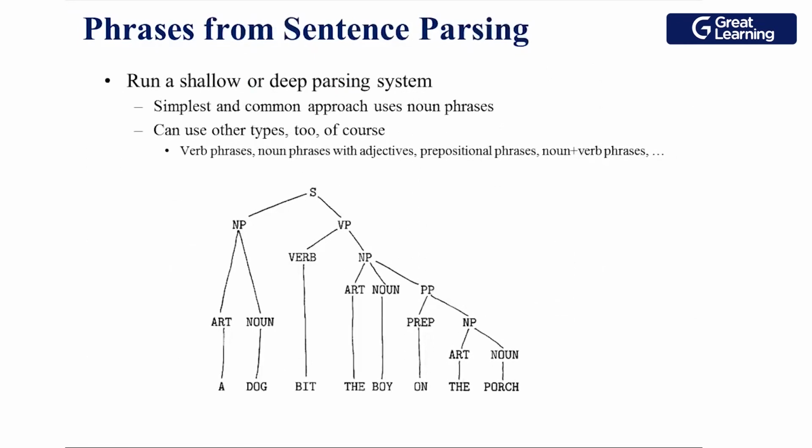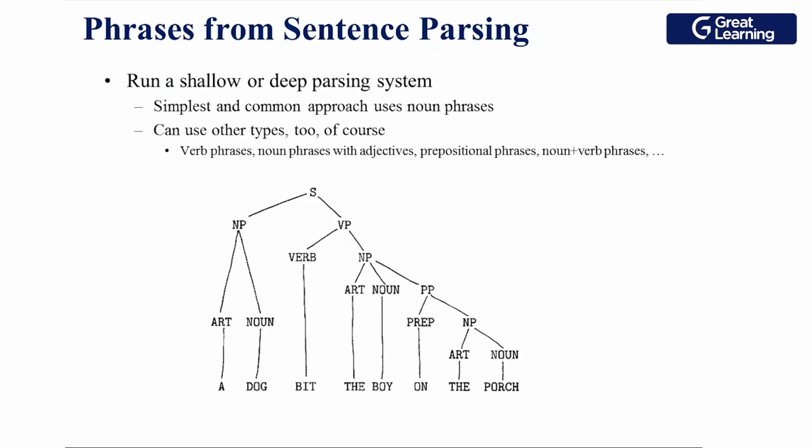Now the other way to do phrasing is to really use syntax or this kind of constituency parse tree. So remember on the very first slide when I was talking about various NLP tasks, I told you that you can also build a constituency parse tree or a syntax tree, right? An English syntax tree. So for example, here the sentence is a dog bit the boy on the porch.